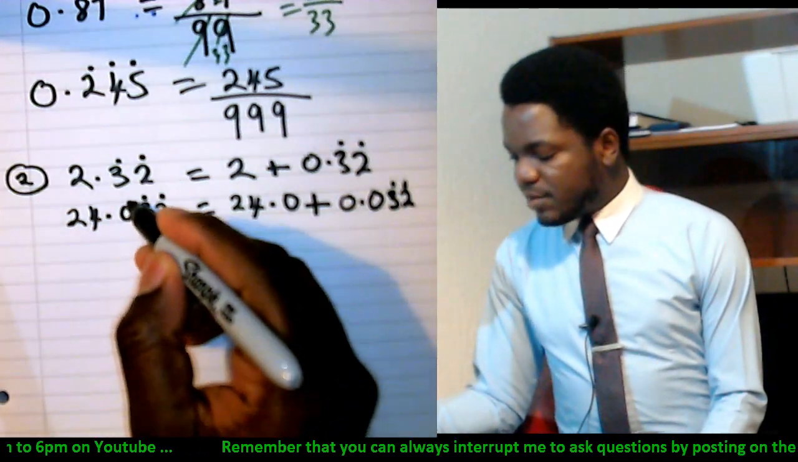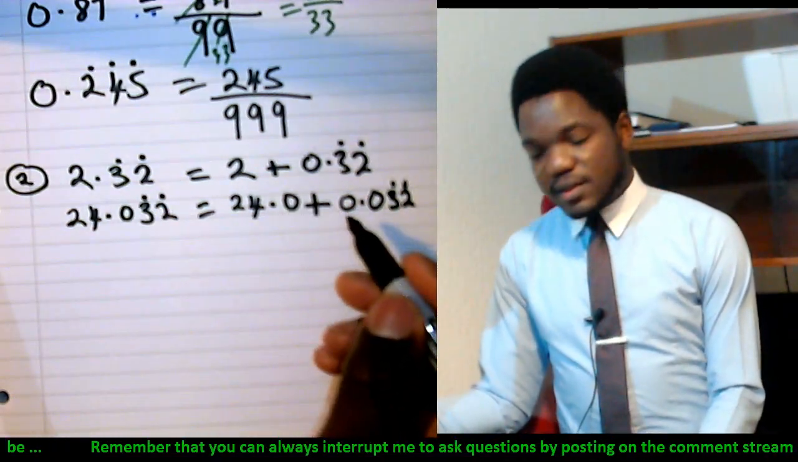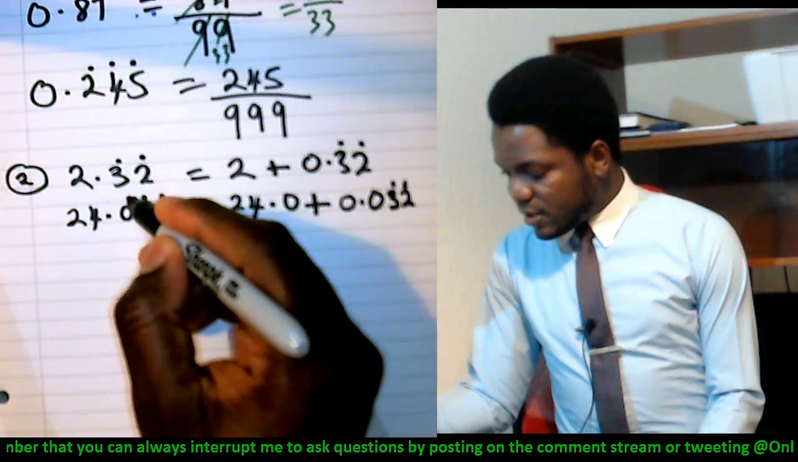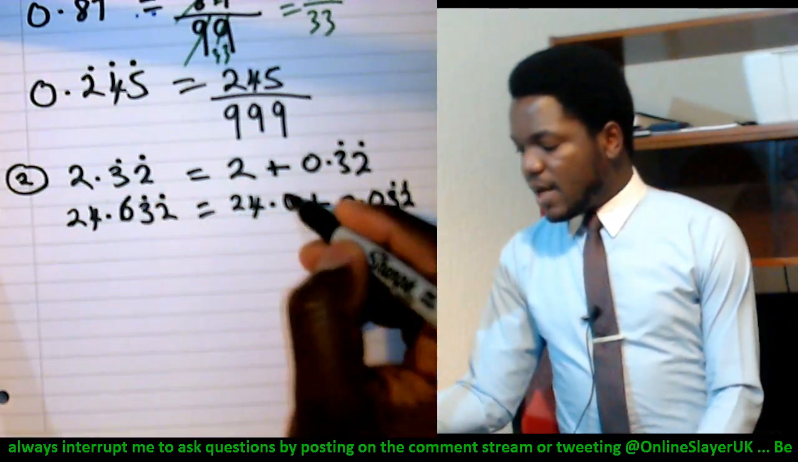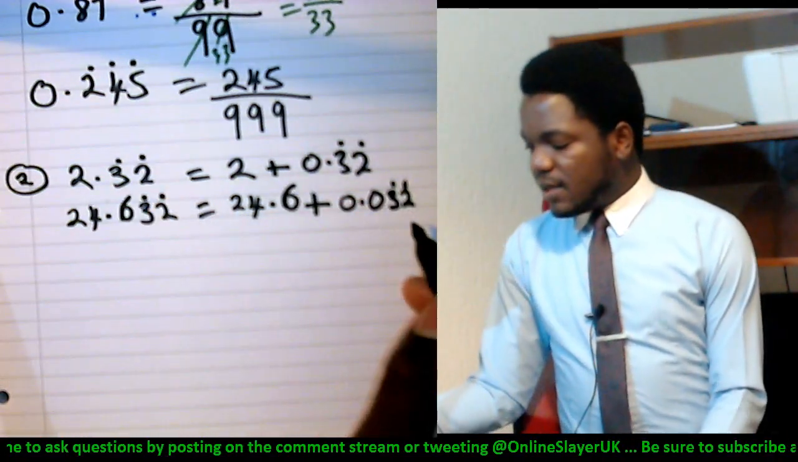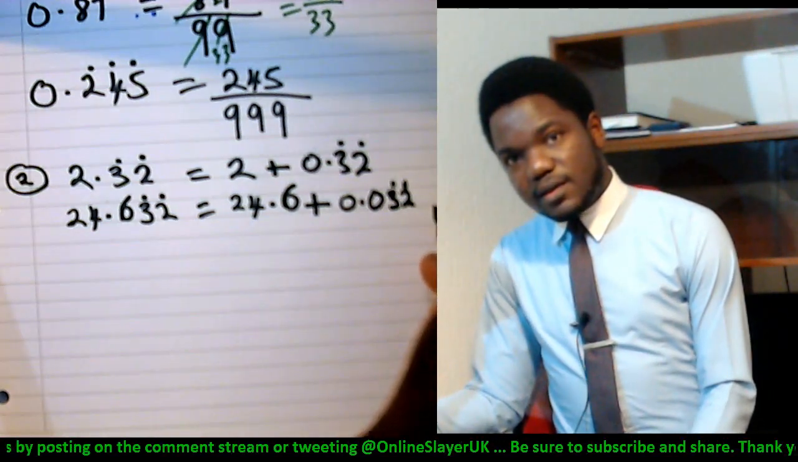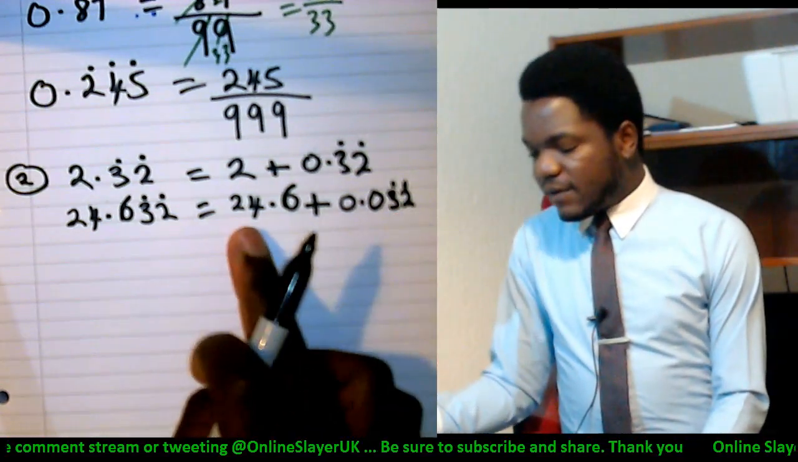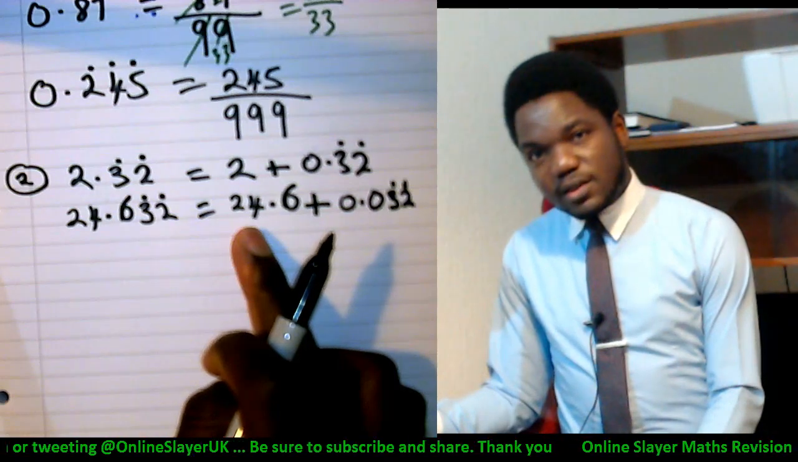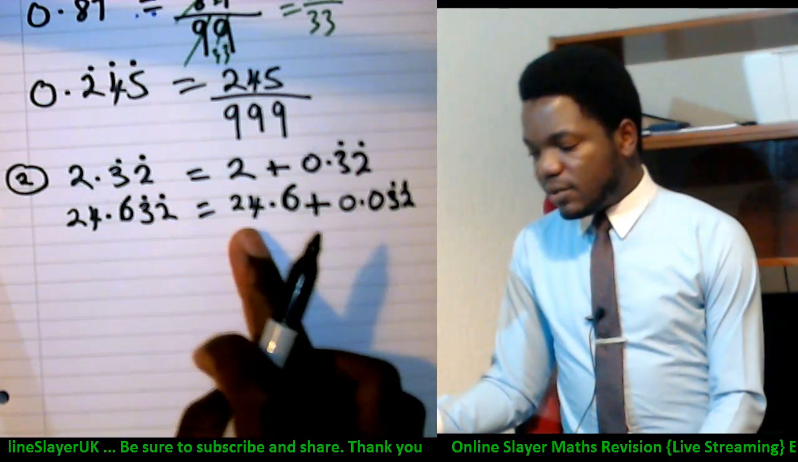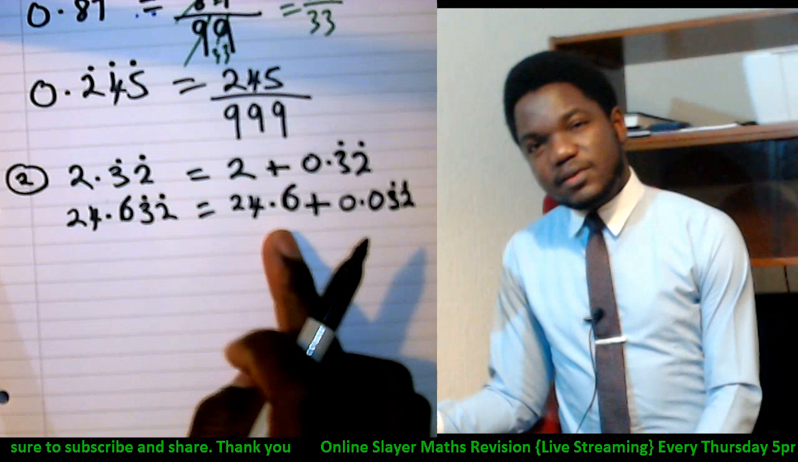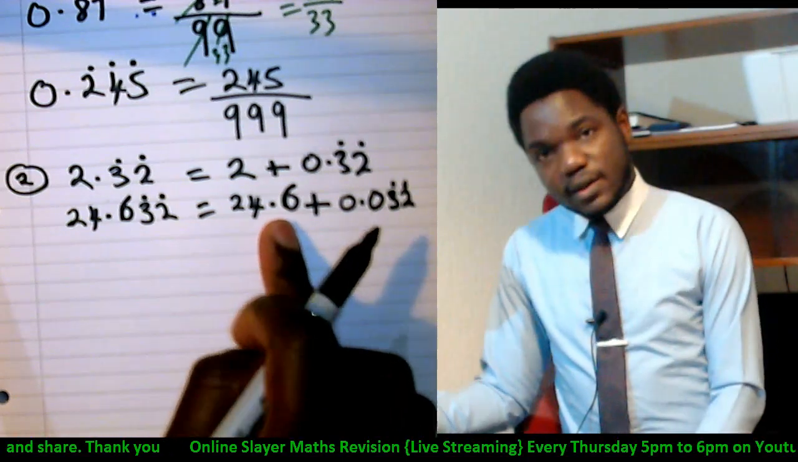If you had this to be a 6, then this can also be a 6. So let's just change this to a 632, and this becomes 24.632 repeating here. And do you know what to do to convert 24.6 to a fraction? All you need to do is divide 246 by how many zeros underneath? 1 0, because you've got 1 decimal place.